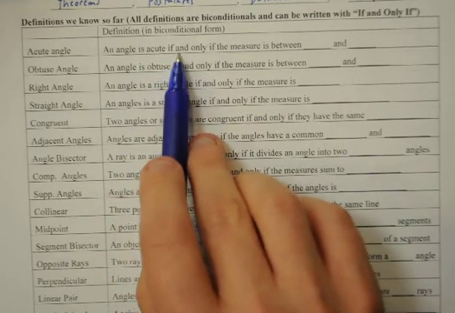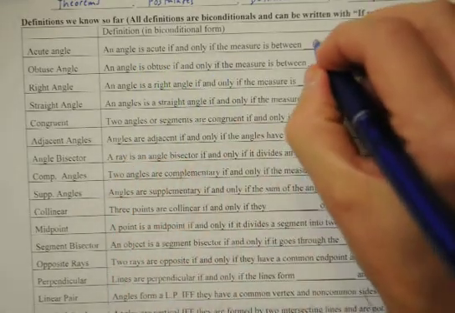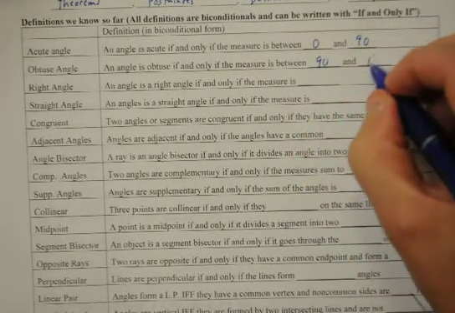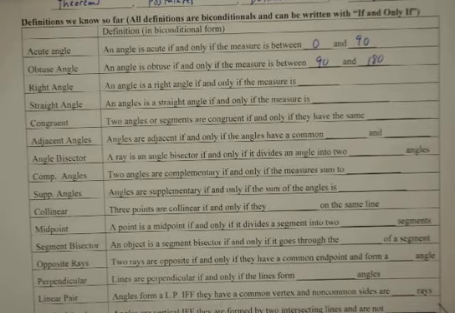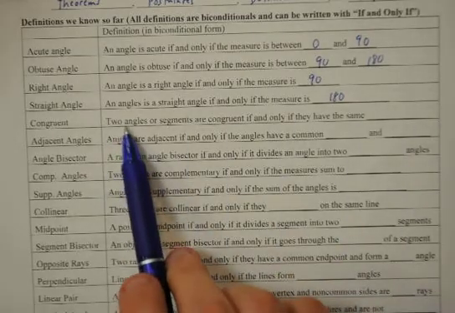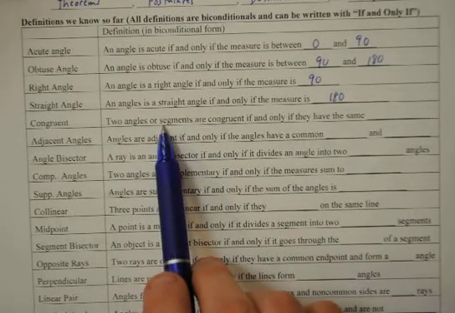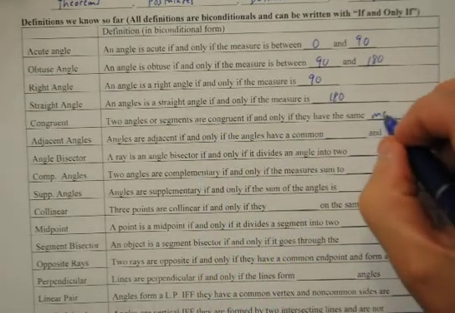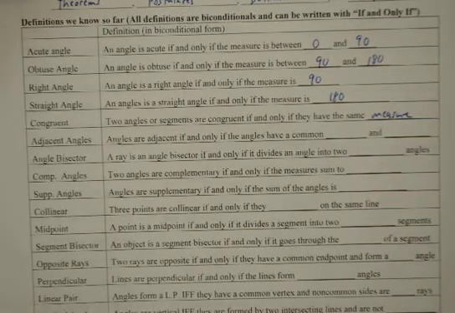An acute angle, if and only if the measure is between 0 and 90. Obtuse is between 90 and 180. A right angle is exactly 90, and a straight angle is exactly 180. Alright, so working through those. Pause and reflect if you have to. Two angles or segments are congruent if and only if they have the same measure. Segments will have the same length. Angles will have the same degree.